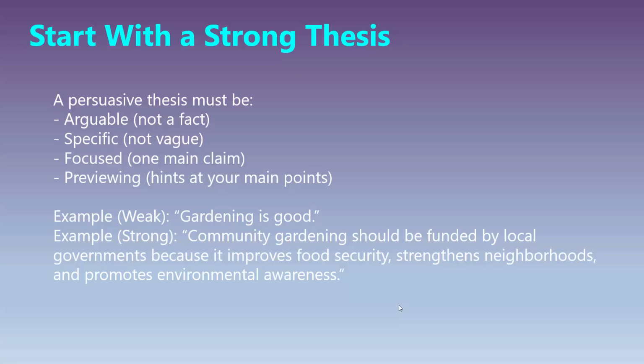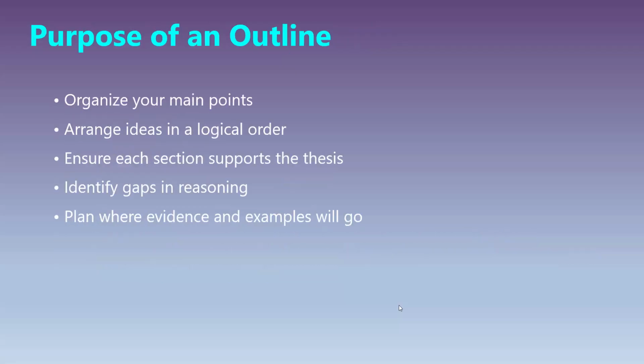So, for example, gardening is good. Community gardening should be funded by local governments. That's an argument. Government should invest in gardening. Why? It provides food security, it strengthens neighborhoods, and it promotes environmental awareness. Very specific.